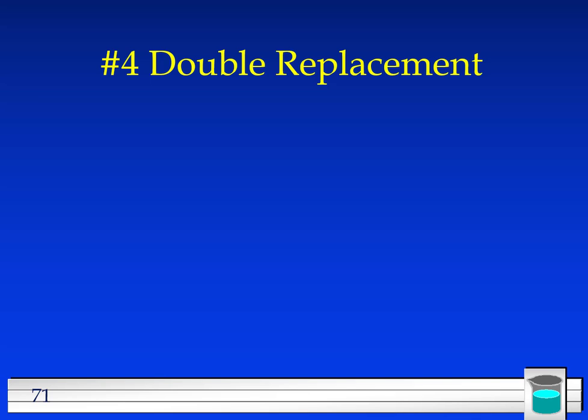Hey, so the fact that we called the last one single replacement was a big indication that there was another kind of replacement out there. If you had to guess what the next one would be called, if the first one was called single replacement, you probably would have guessed the next one was going to be called double replacement. Okay. So in double replacement, that means two things replace.